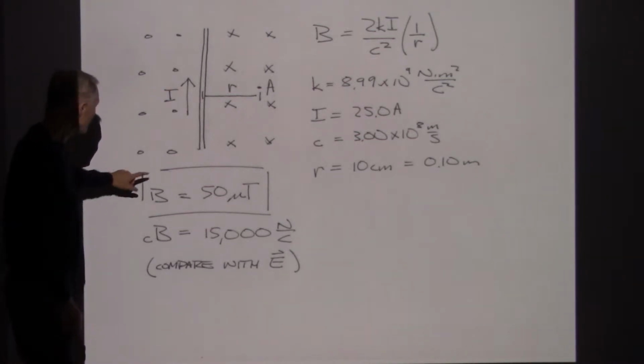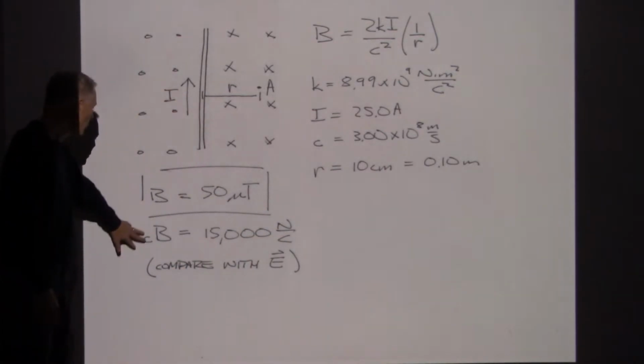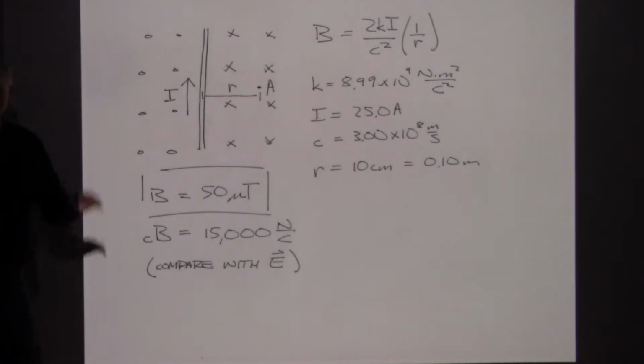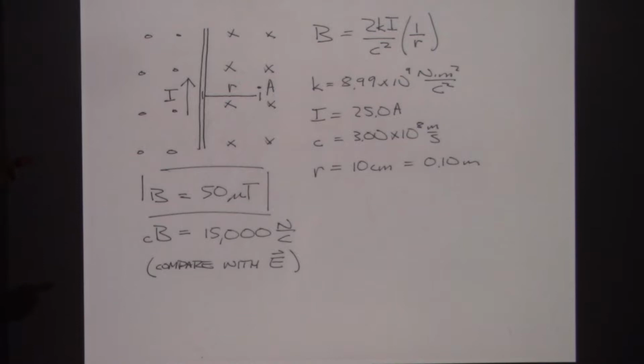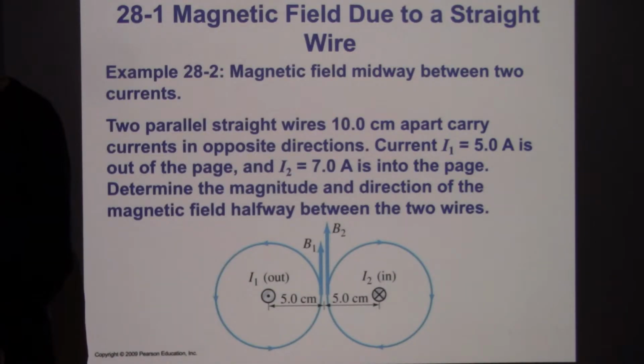And so to convert the magnetic field so that it's in the same units, newtons per coulomb, I multiply by a factor of c. And then I can compare it with the problems we did back in chapters 21 and 22 when we were looking at electric fields. A magnetic field of 50 microtesla measured in newtons per coulomb would be 15,000 newtons per coulomb. So that's a pretty good sized field. Okay, so this magnetic field is not actually so tiny when we start putting it in units that match up with electric fields. Okay, here's another example we're going to look at.